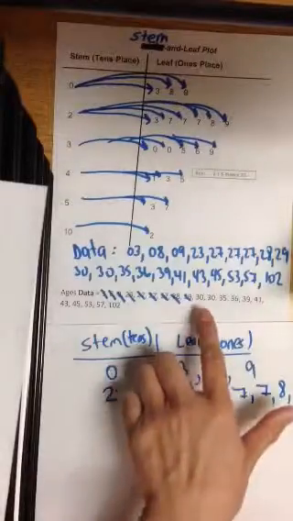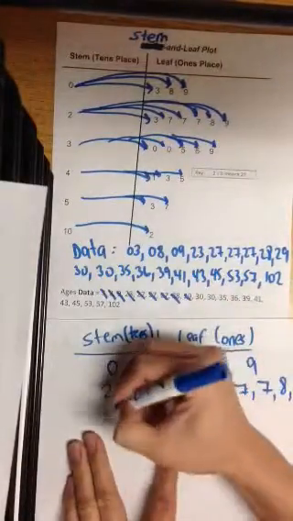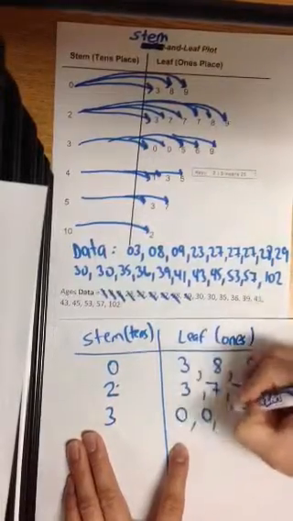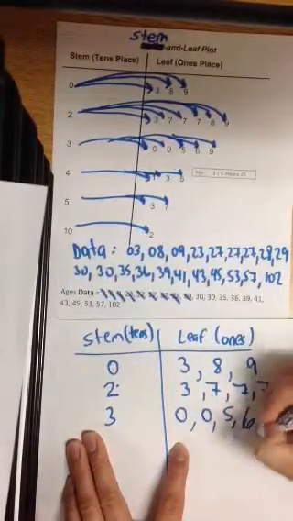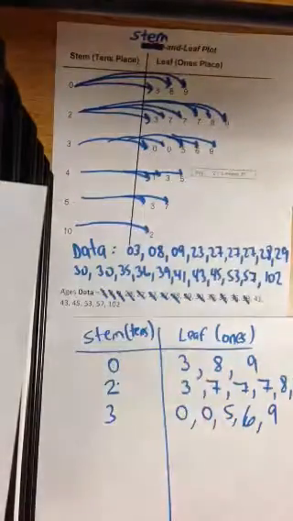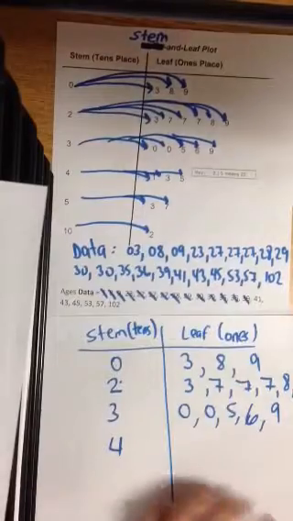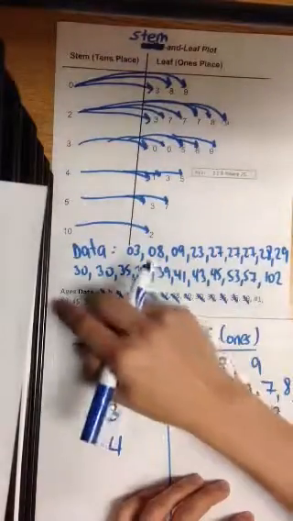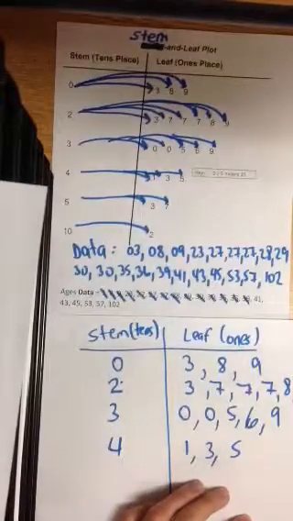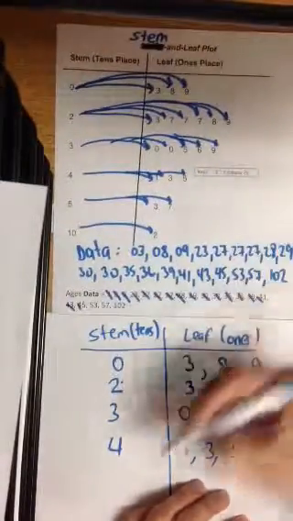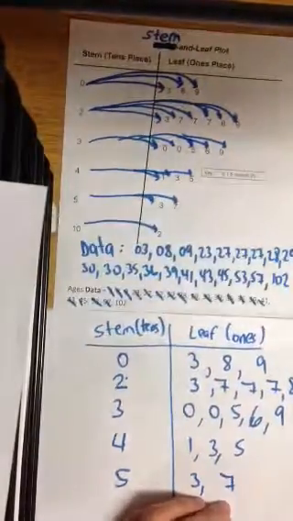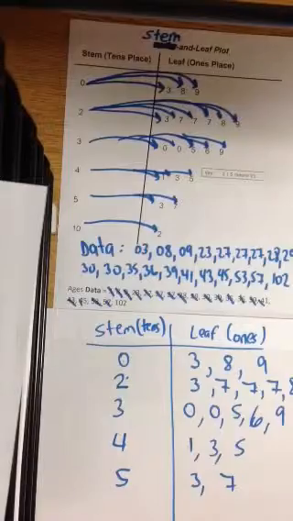Now we have to do those who are in the 30s. There are 5 of them. So this 3 is the tens place. So we have a 30-year-old, 30-year-old, 35, 36, and 39-year-old. Now let's do the 40s. How many persons are in their 40s? 1, 2, 3 of them. So we have 41, 43, 45. How many are in their 50s? 2 of them. We have 53, 57. And last but not least, 102.